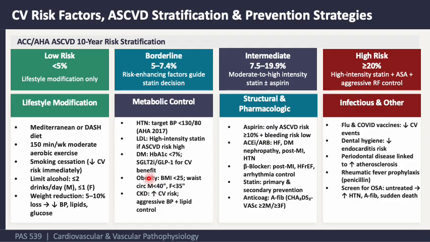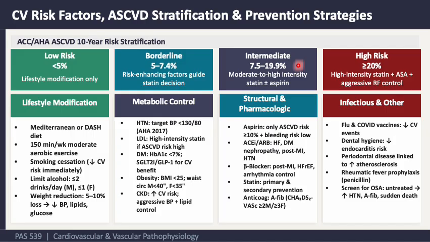You may consider putting them on an SGLT2 or GLP-1 for cardiovascular benefits. If they are obese, you want them to get their BMI less than 25 and their waist circumference less than 40 inches for males and less than 35 inches for females. If they have chronic kidney disease, they are at increased risk. So you have to be a little bit more aggressive with their blood pressure and lipid control.